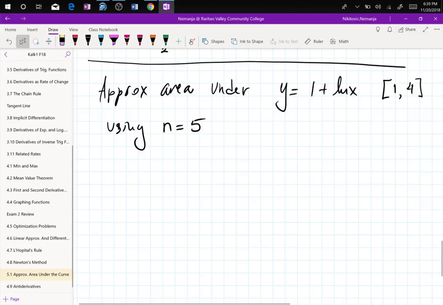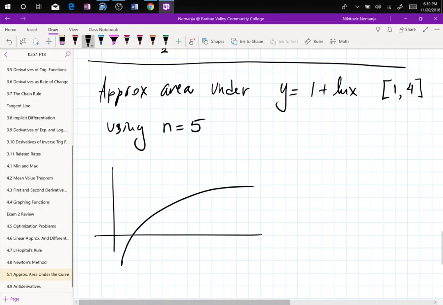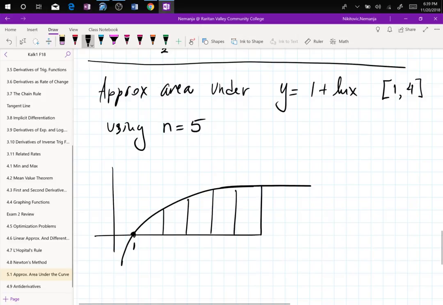So, what do I have? The graph really doesn't matter as long as you have some kind of curve there, and we start at 1, we know ln starts there at 1. And then I'm going to draw 5 of these. So 1, 2, 3, 4, 5. So that's my x0, x1, x2, x3, x4, and x5. And x5 is where the 4 is, and x1 is where the 1 is.